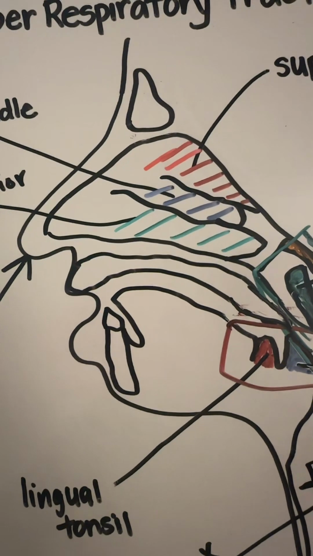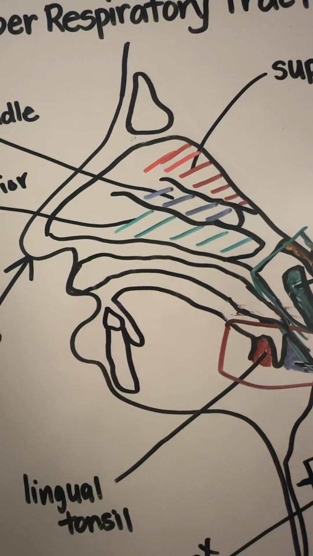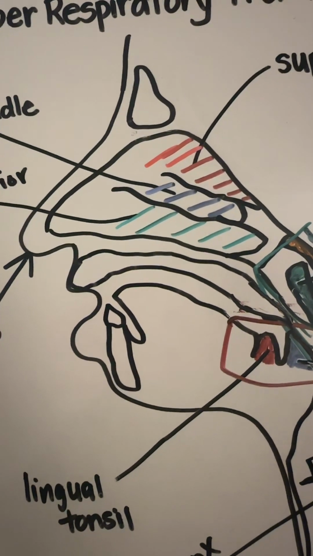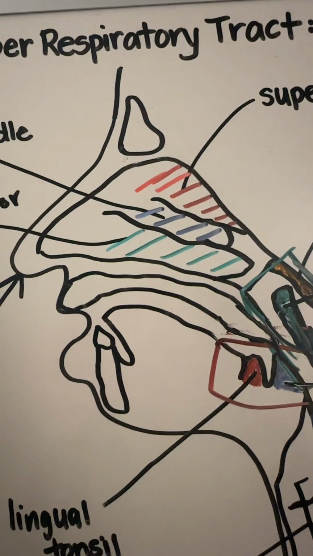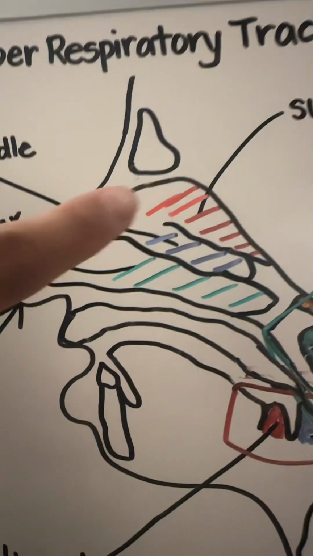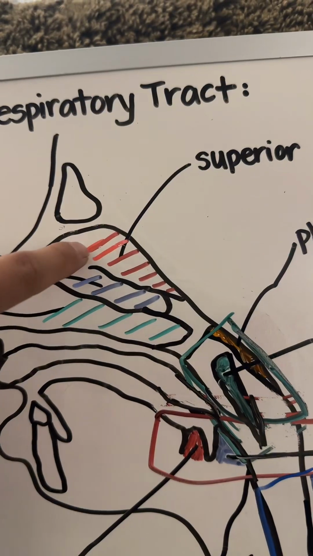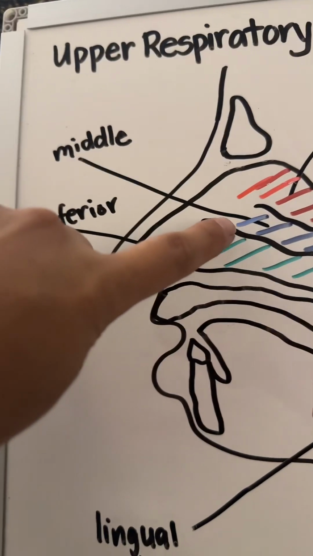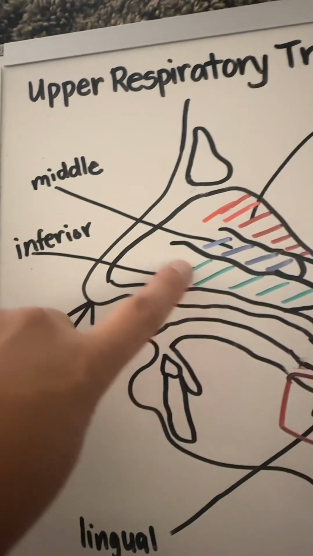Within the nasal cavity, we have tissue folds that contain blood vessels. These are called the nasal conchae, and there are 3 of them. The first one on top is the superior conchae. Below that is the middle in the blue, and then in the green is the inferior.